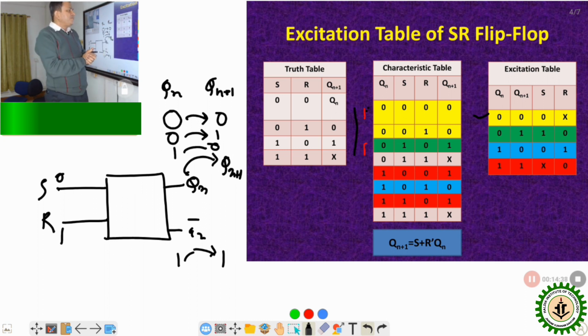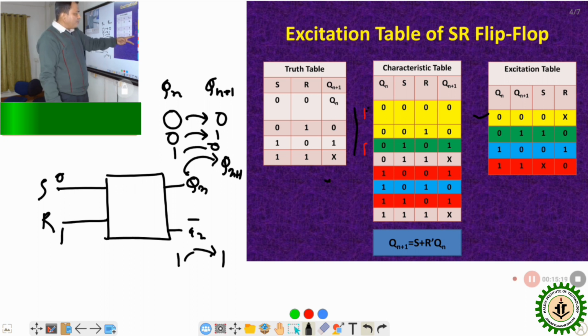Now the fourth and last combination is 1 to 1. Present state is 1, and due to some excitation, the next state will also be 1. For this required transition, 1 to 1, what are the probable combinations of S and R? Let us find out where 1 is transforming to 1. This red row has present state 1 and next state also 1. Is there any other row? Yes, the second red row, present state is 1 and next state is also 1.